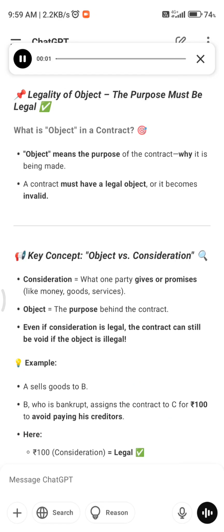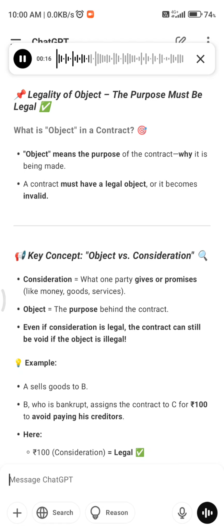Legality of object. The purpose must be legal. What is object in a contract? Object means the purpose of the contract, why it is being made. A contract must have a legal object or it becomes invalid.